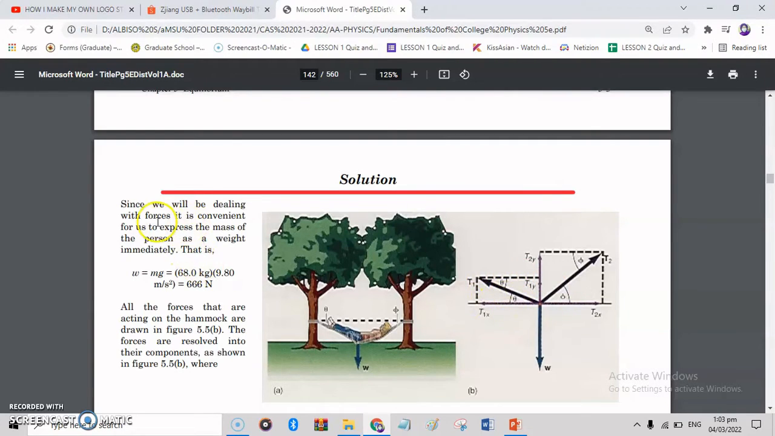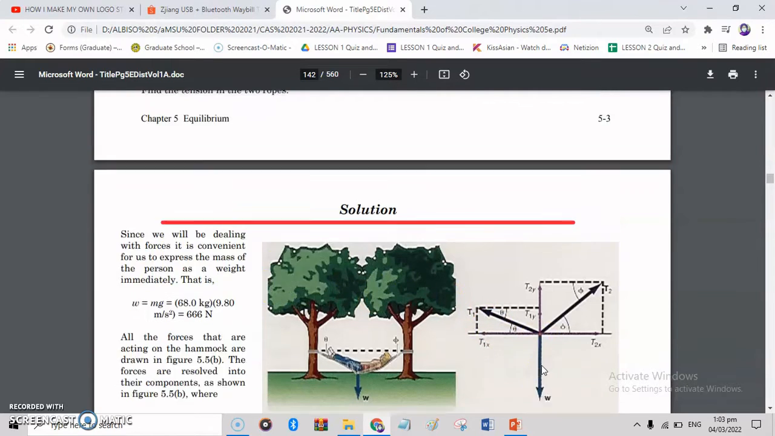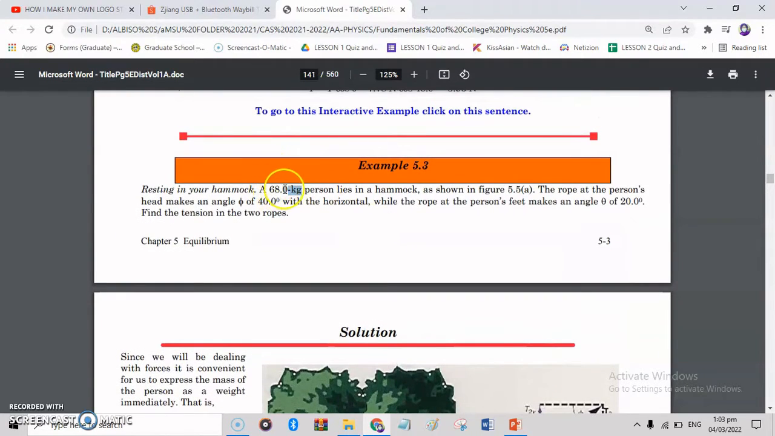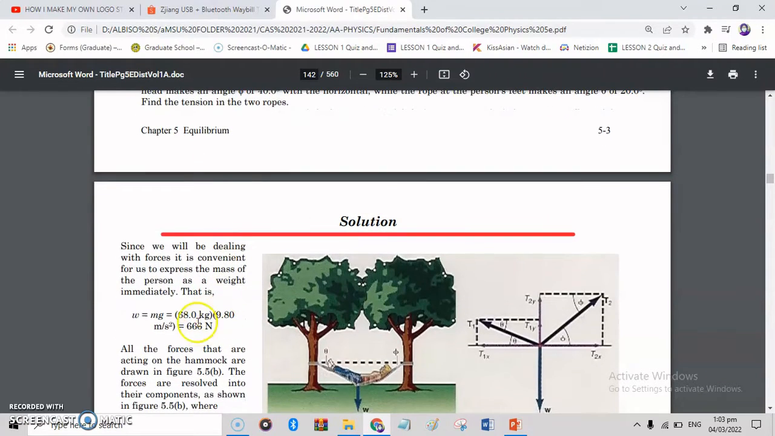Now, since we will be dealing with forces, it is convenient for us to express the mass of the person as a weight immediately. So, weight, okay? Now, we have 68 kilogram times 9.80, okay? To have your weight na 666 Newton.